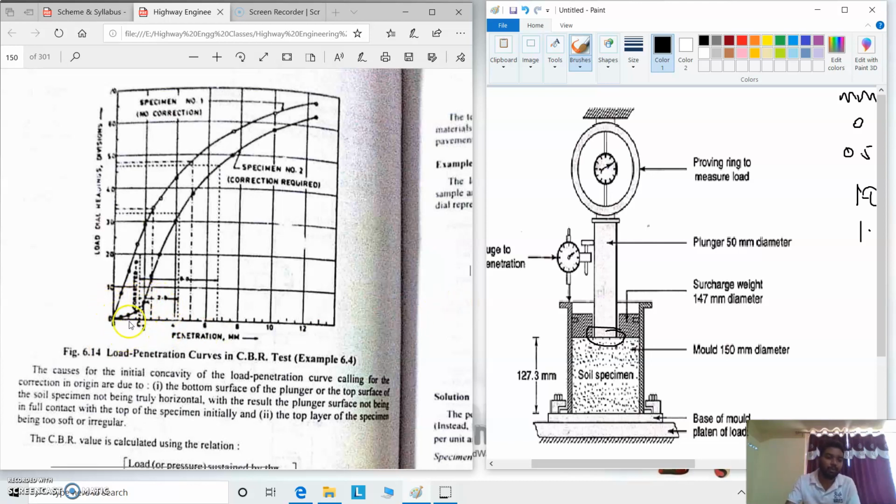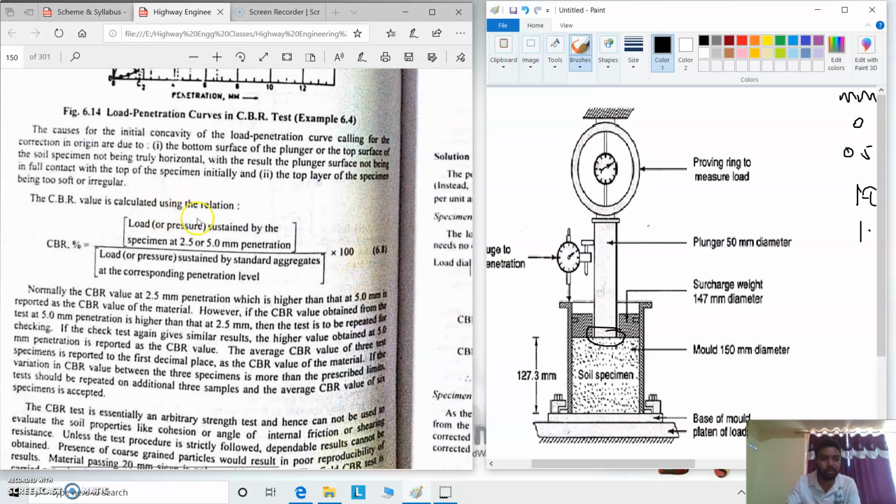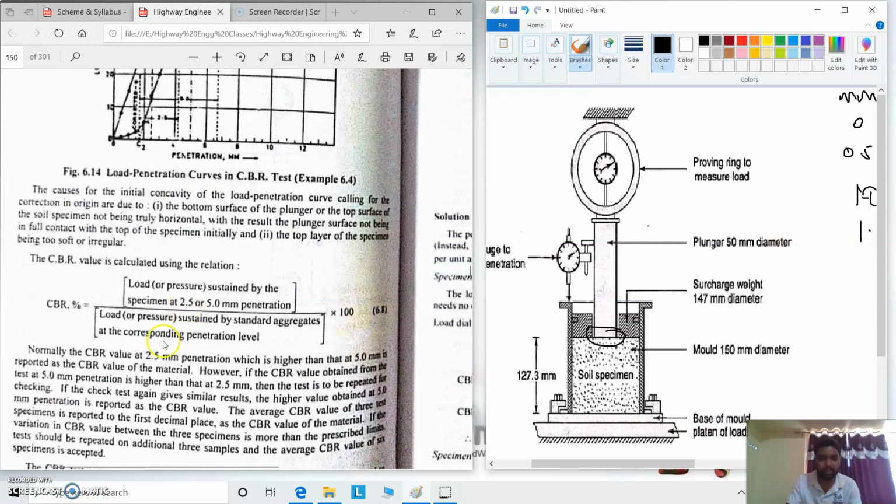If you get a curve like this, you take the tangent to the x-axis, then measure from that point 2.5 and 5 mm, then erect it to the curve and get the values. Once you get the values, you substitute them here, and substitute the corresponding standard values, and you will get the CBR value. In the next class, I will start the problems on this CBR test. Thank you.